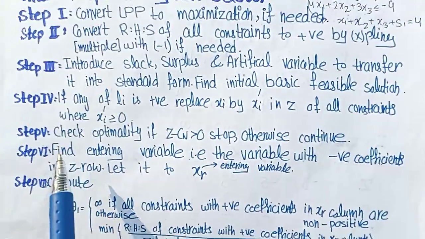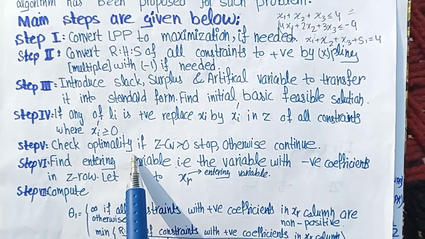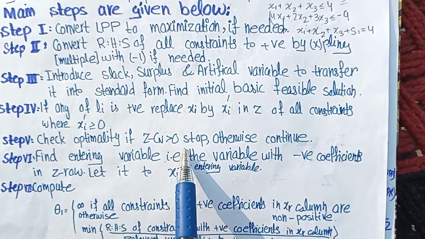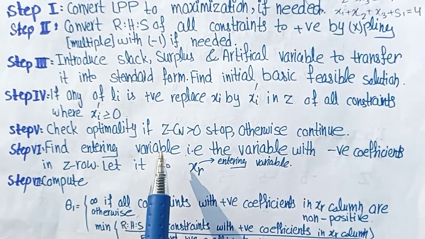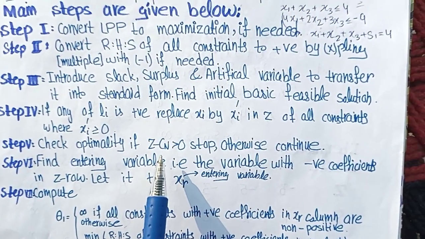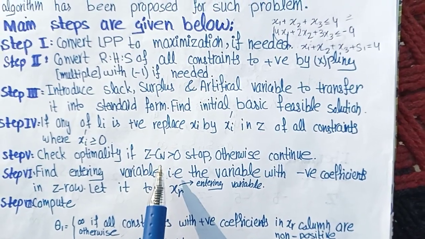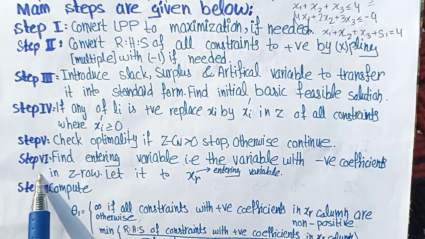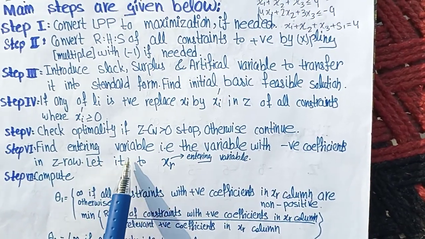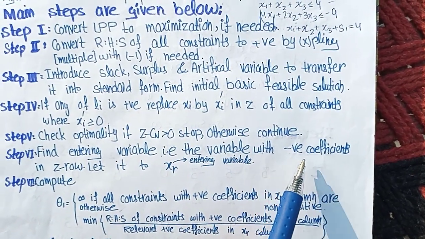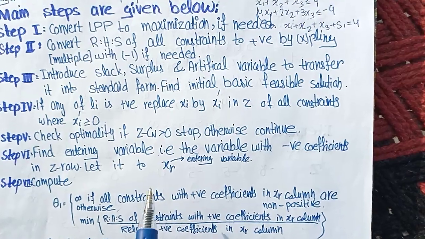Step number 5. Check optimality. If zj minus cj is greater than or equal to 0, stop. Otherwise continue. If the function is optimal, then stop. Otherwise go to the next step. Step number 6. Find the entering variable, the variable with the most negative coefficient in row 0.